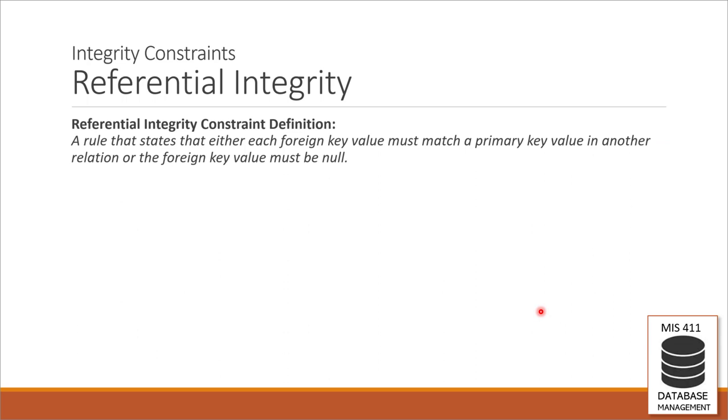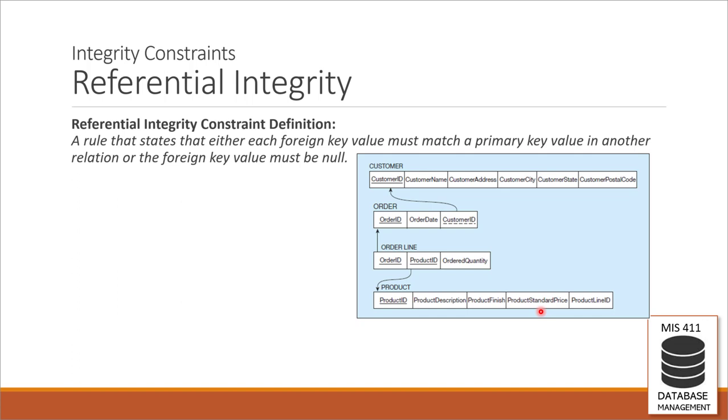All right, and so the final integrity constraint we're going to discuss is the referential integrity constraint. The referential integrity constraint definition is a rule that states that either each foreign key value must match a primary key value in another relation table, or the foreign key value must be null.